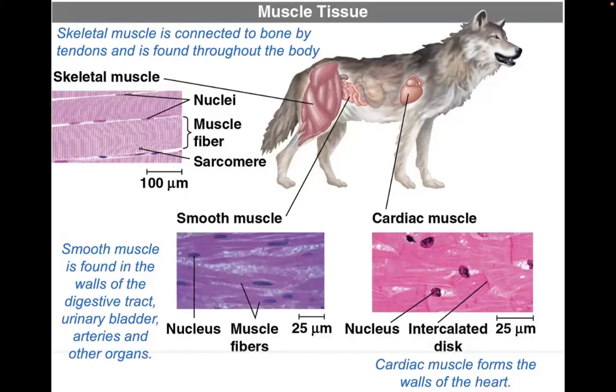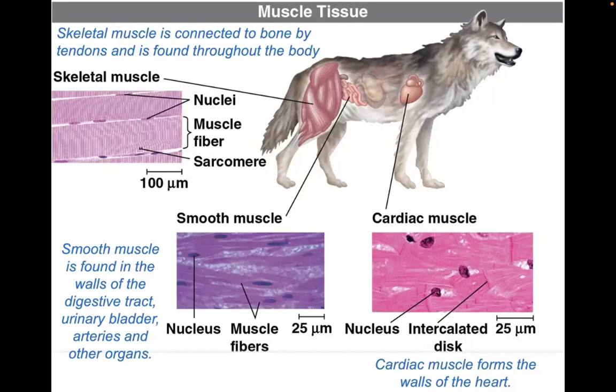Take a look at the diagram below to note the differences between the three different muscle types. Note the presence of nuclei, the presence or absence of striation, and the overall shape of the cell. Note the presence of the intercalated disc, which differentiates cardiac muscle.